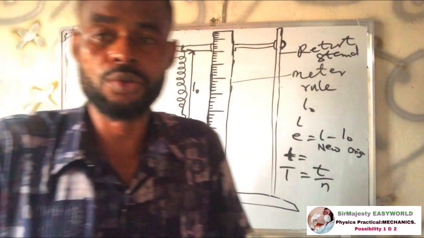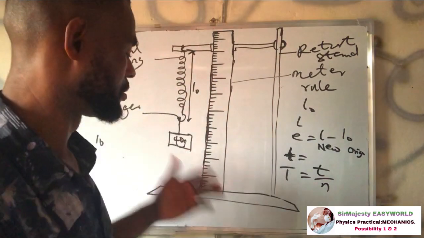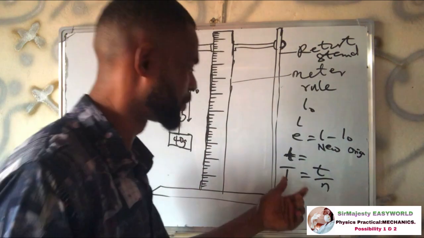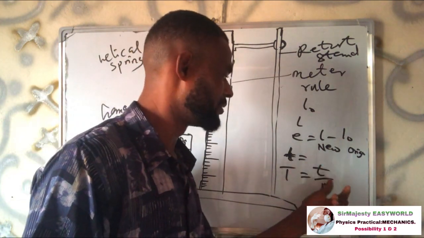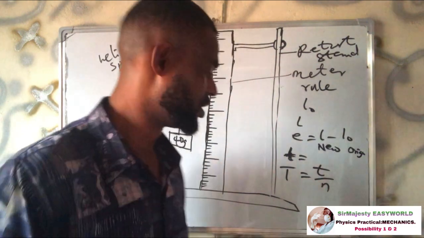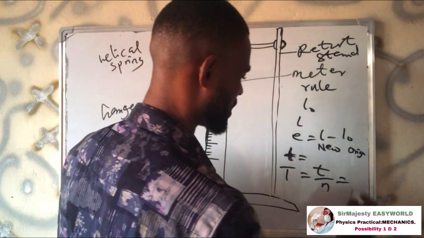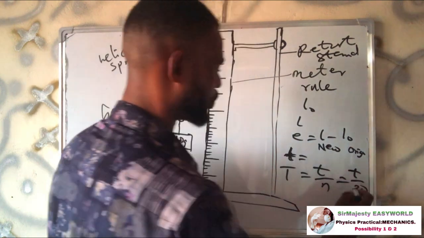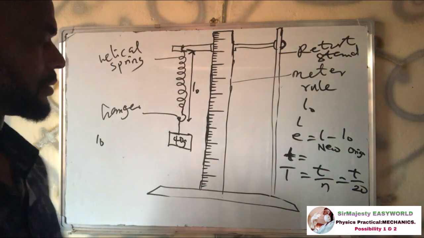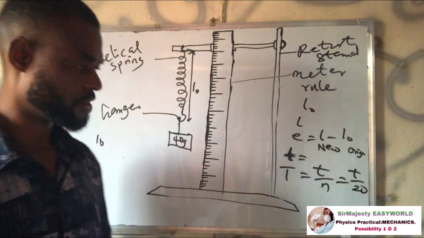A question can decide to use 10 oscillations or 30 oscillations or even 15 oscillations, but here you are using 20. If you are using 10 in your own, then your period will be determined by dividing the number you get from your stopwatch by 10. But for me here, I am going to divide by 20 because I use 20 complete oscillations. I have t over 20. Whatever my stopwatch gives me, I divide by 20, and I will get my capital T. You understand? So that is it.